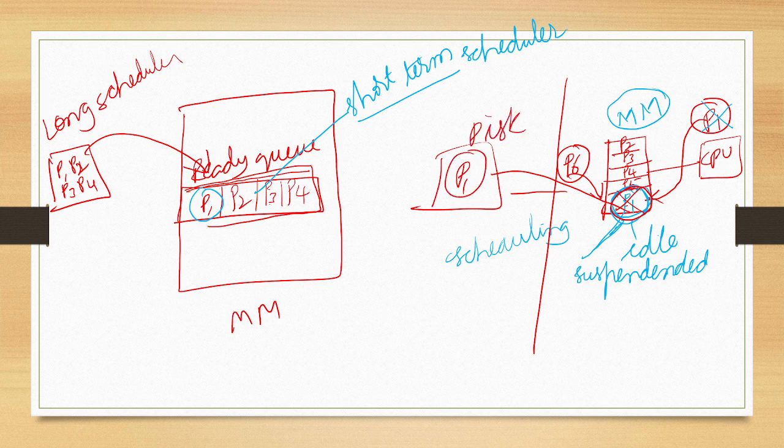Why? Because to allocate some other process in the main memory. We want to allocate this space to some other process which is ready to be executed. This is called swapping. Who is doing this job? This swapping job is done by whom? This is done by the medium-term scheduler.